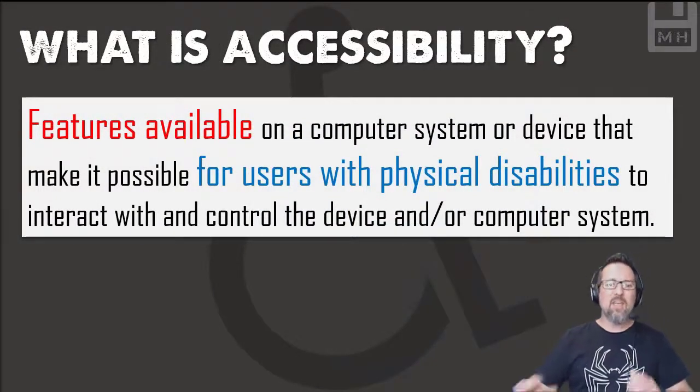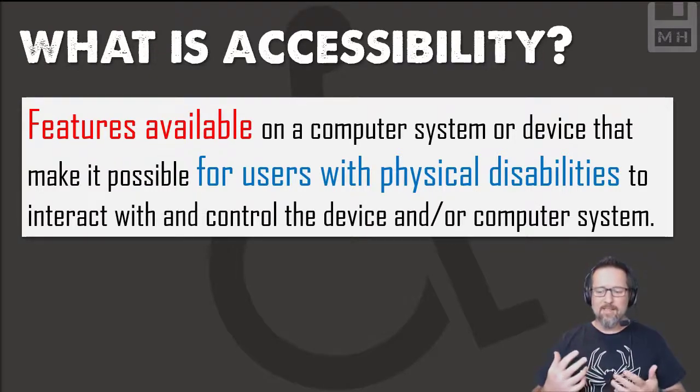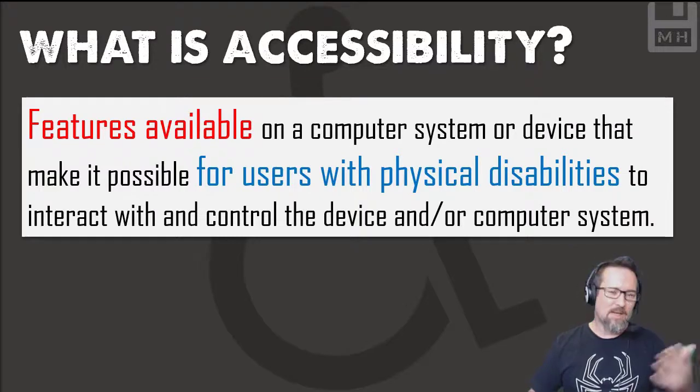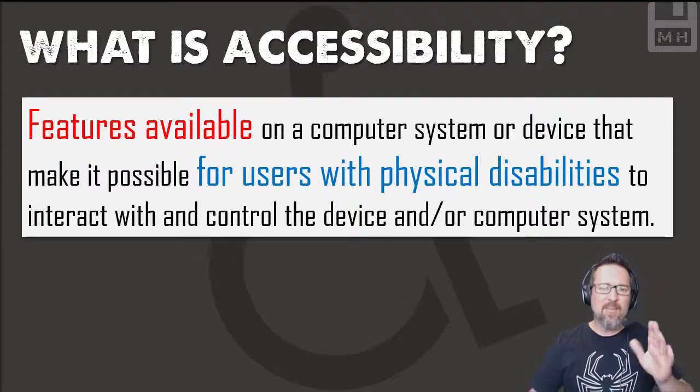Well, basically it's just the features that are available on a computer system or a device that make it possible for users with physical disabilities to interact and control the device or computer system. To explain it in a different way, it is ways that technology enables people with physical challenges to use the devices the same way as anyone who does not have that challenge. Does that make sense? I hope that makes sense. So, features available on a computer system or a device for users with physical disabilities. This will make more sense as we go through the slides. Okay, so let's have a look.